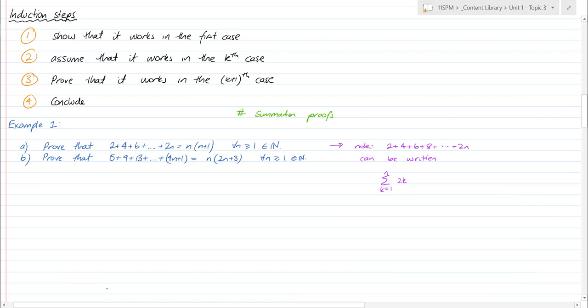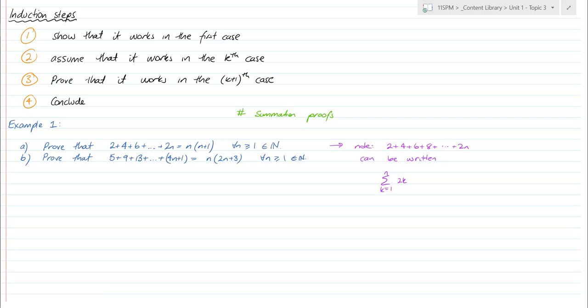But they will be important in Unit 3 and 4. And therefore, they will be important in the external exam. Almost guaranteed that they will pop up in the external exam. So, induction steps. 1, show it works in the first case. 2, assume it works in the kth case. 3, prove it therefore works in the k plus 1th case. 4, conclude. Every time you'll follow those 4 steps.